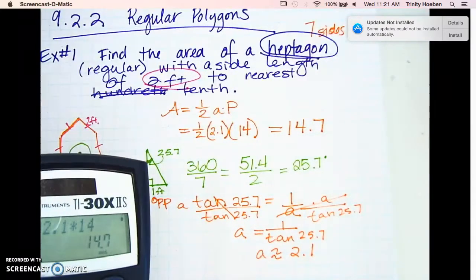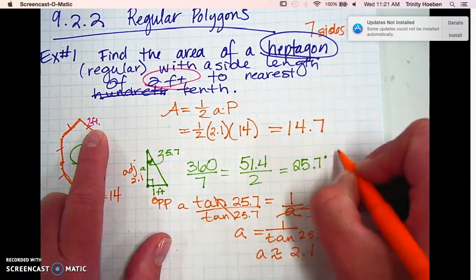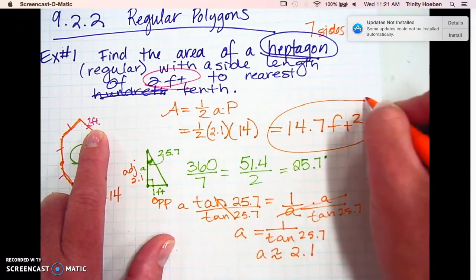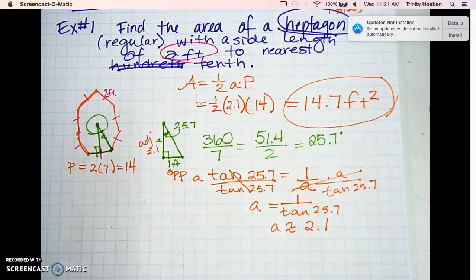And then the last step is just to attach the units. So this one was in feet. So I'm going to say feet squared. All right. Any questions on example number 1?